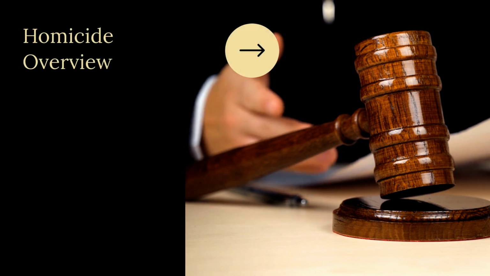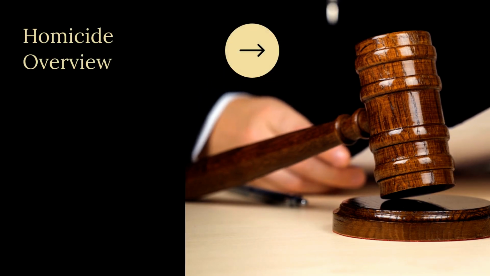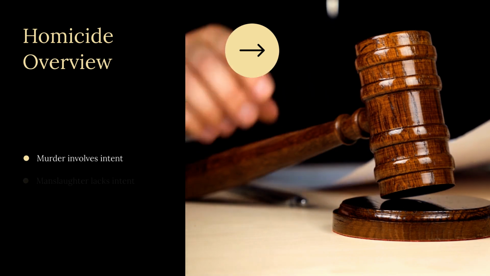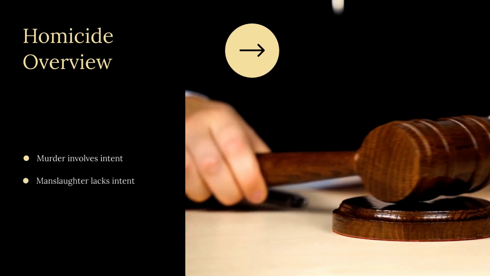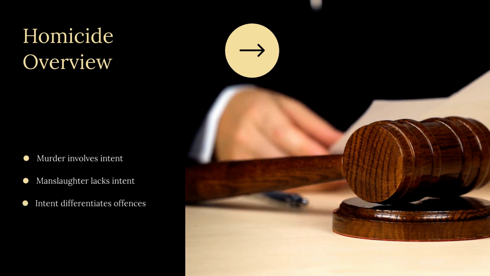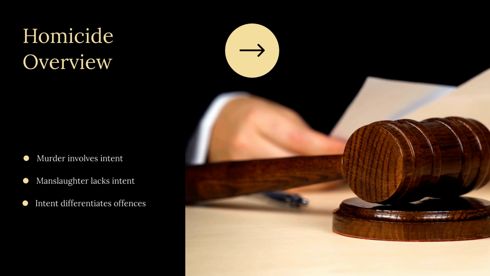Homicide refers to causing the death of another person. It includes murder and manslaughter. Murder involves intent to kill or cause serious harm. Manslaughter lacks this intent and includes voluntary and involuntary types. Understanding intent is key to differentiating between these offenses.